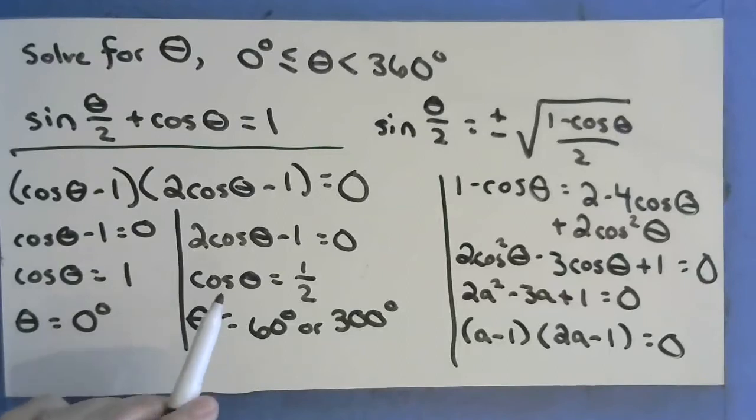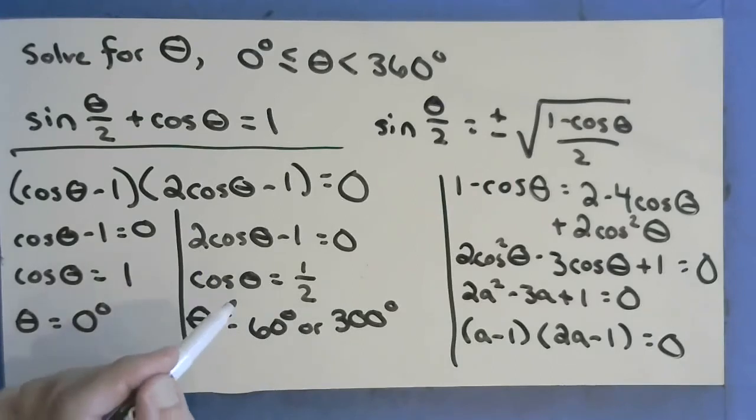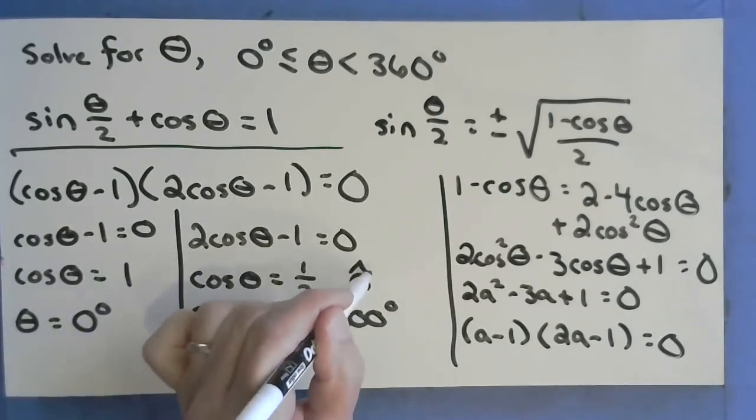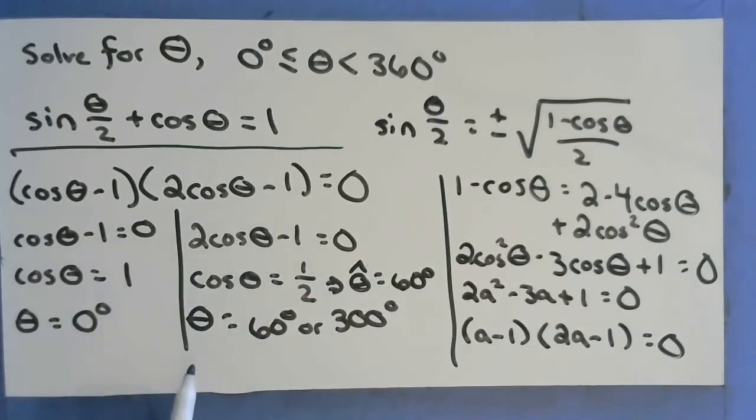Where cosine is positive, that's in quadrant 1 and quadrant 4. And our theta hat is 60 degrees. So that tells us that our theta answers are 60 degrees or 300 degrees.